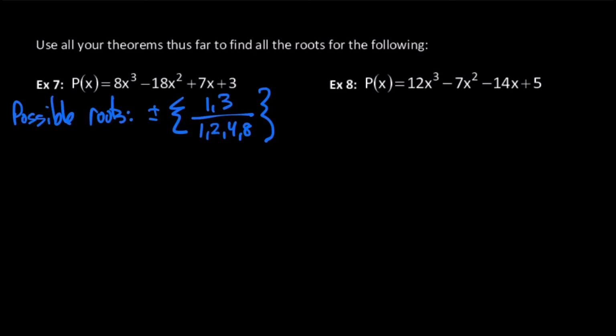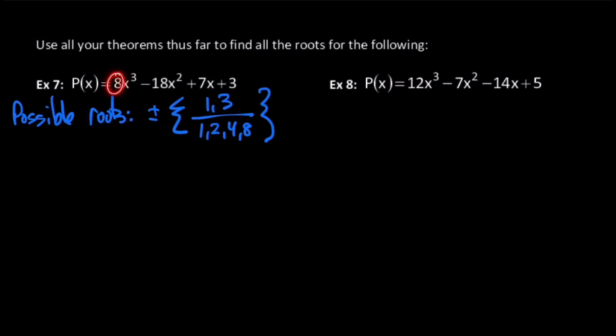So here are the numbers I would try in synthetic division: plus or minus 1, plus or minus 3, plus or minus 1/2, 1/4, 1/8, 3/2, 3/4, or 3/8. Now you can use fractions in synthetic division. It works exactly the same way. You might not be too keen on that because you have to multiply through by a fraction every time, but it's actually not too bad. But let's talk about that one theorem I discussed, adding the coefficients.